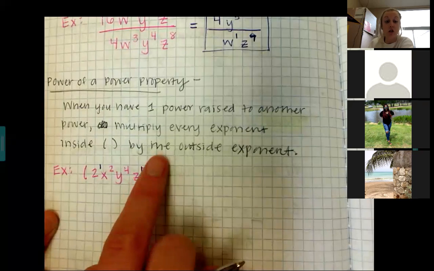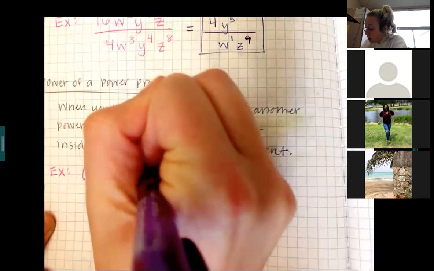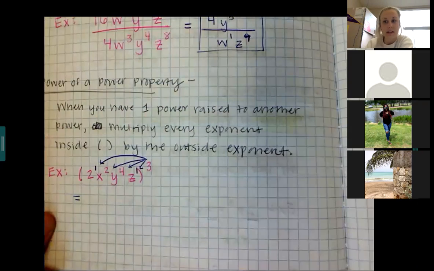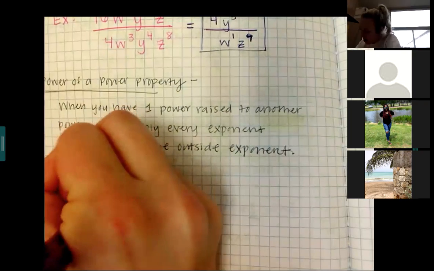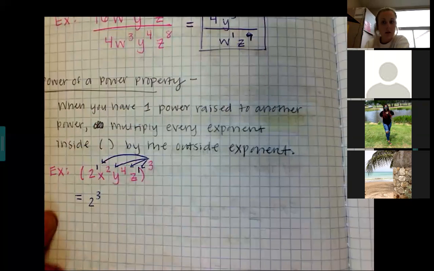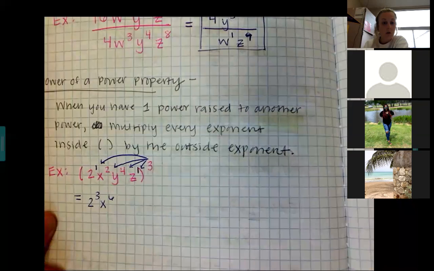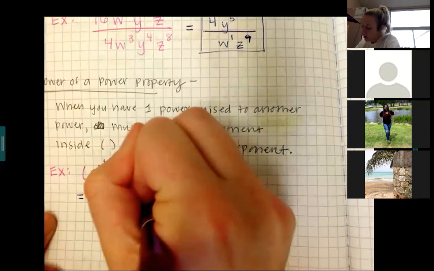So what I'm going to do is distribute in this third power. This exponent of 3 goes into all the other exponents. So there's 4 of them. And then you multiply the exponents because you're distributing. So what am I going to get in this next step if I multiply my exponents? 2 to the power of 3. Good. 2 to the third. X to the 6th. Good. Y to the 12th. Very good. And C to the 3rd. Very good. So there's your power of a power property.